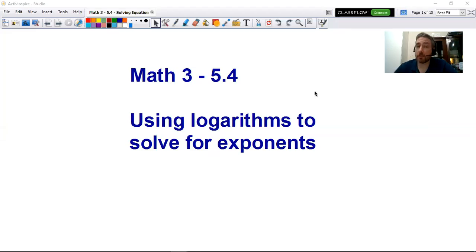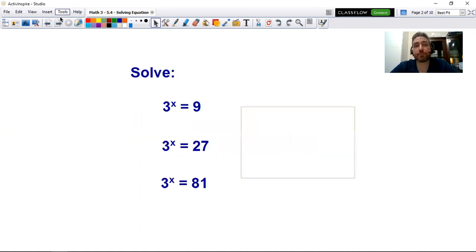In this lesson, we're going to learn how to solve for exponents using something called logarithms. Let's begin. First, think about doing these in your head. There are 3 questions. All 3 of them have an exponent as your variable.